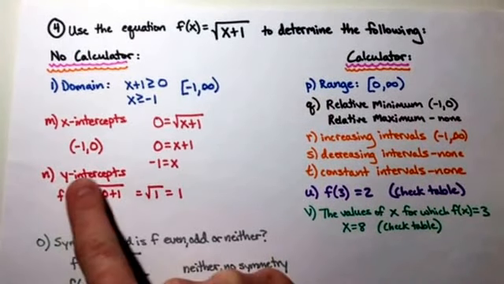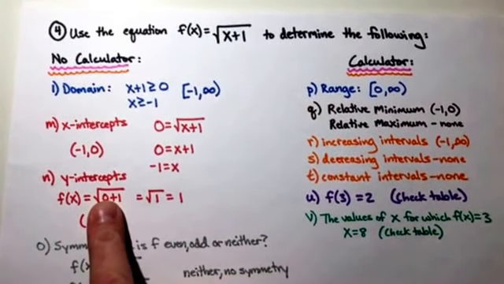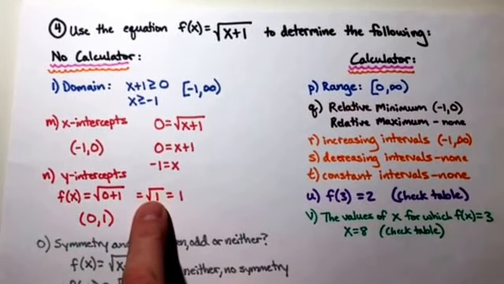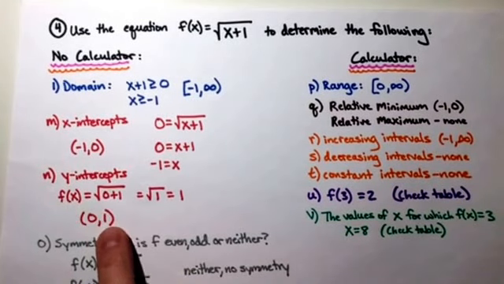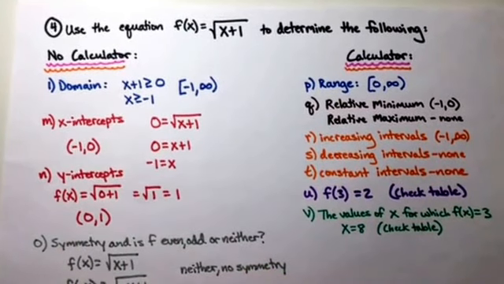For the y-intercept, f of x is equal to the square root of 0 plus 1, because for any y-intercept, we can plug in x equals 0. That's equal to the square root of 1, which simplifies to just 1. So I have one y-intercept at (0, 1).